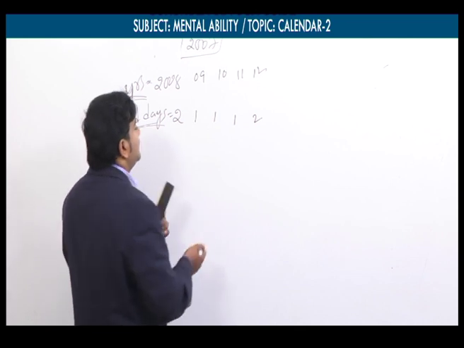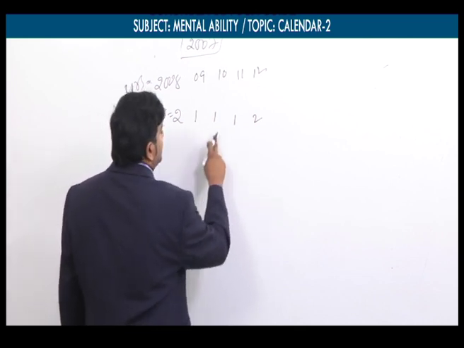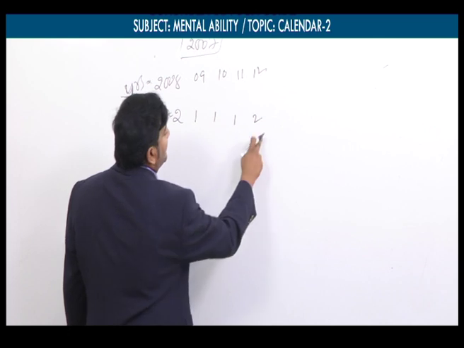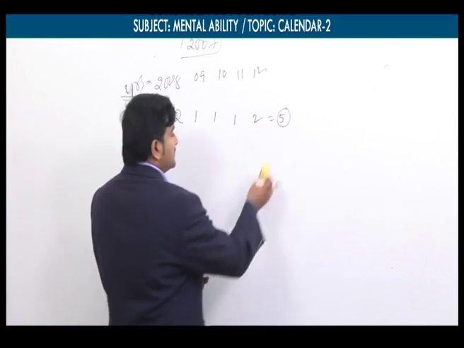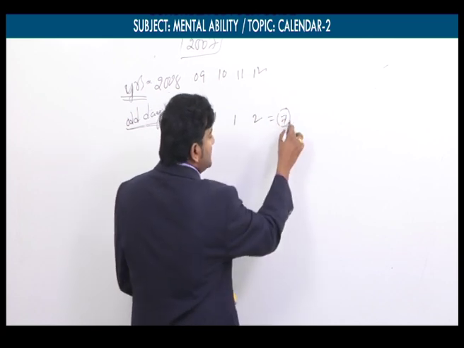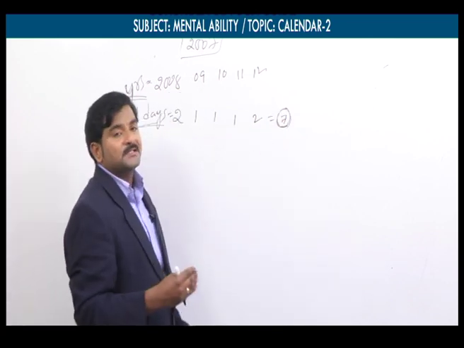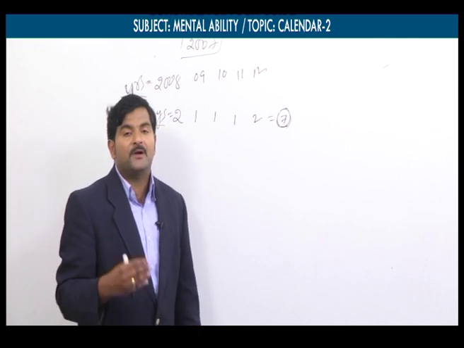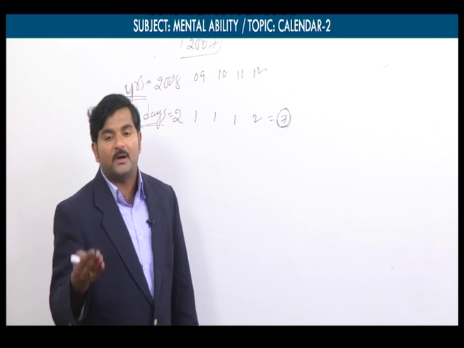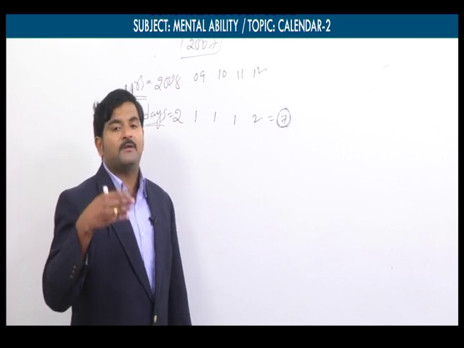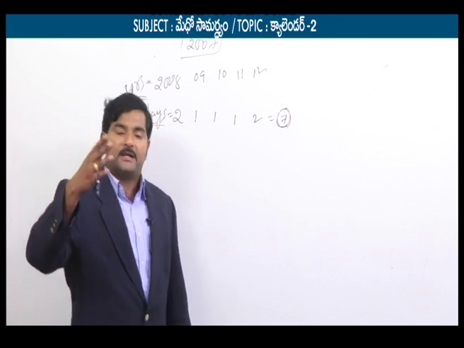So what I mean to say, 2 plus 1 is 3, 3 plus 1 is 4, 4 plus 1 is 5, 5 plus 2 equal to how much am I getting? 7. Sorry, yes, 5 plus 2 is equal to 7. 7 is obviously a multiple of 7. The sum of the odd days must be a multiple of 7. If you are not getting 7, you have to get 14. If you are not getting 14, you have to get 21. Like 28, and so on.